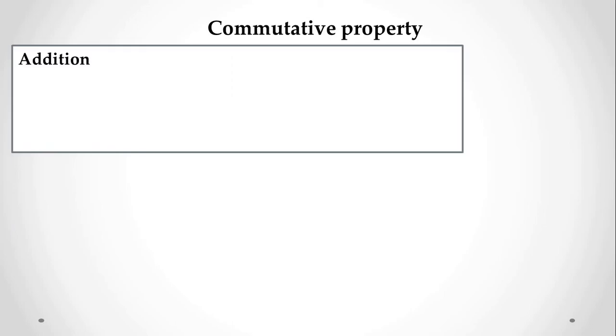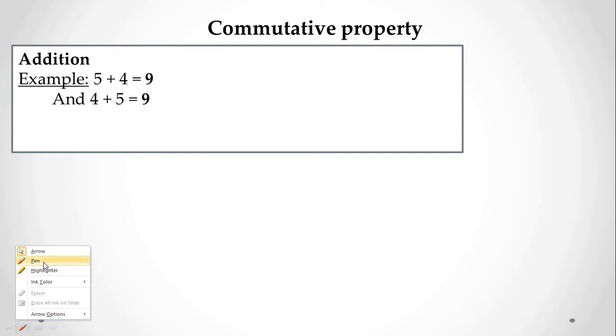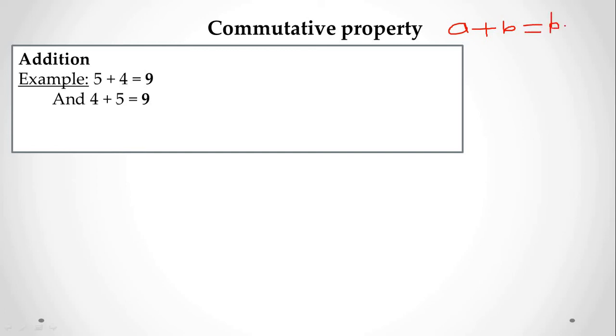Next one is the commutative property. Under the commutative property, there is a formula, like A plus B equals B plus A. I will show you this formula. In the commutative property, under addition, A plus B is nothing but B plus A. That is what the commutative property is. Here A plus B is nothing but B plus A.